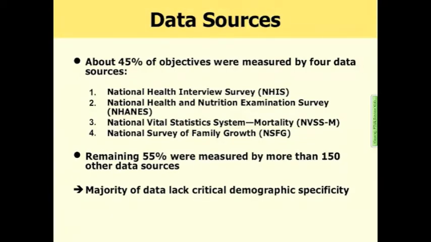Next slide. All of this data comes from many, many different sources. About 45% come from just 4 sources, which actually is very positive, that it's localized. We don't have all the detail that we would like in these sources, but we have a good deal of it. The remaining 55%, though, come from another 150 sources, and it is a challenge to corral all of this data and do it in the kind of demographic specificity that we really need to understand the disparities.